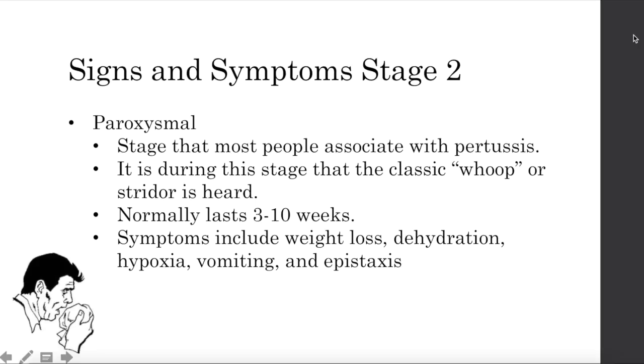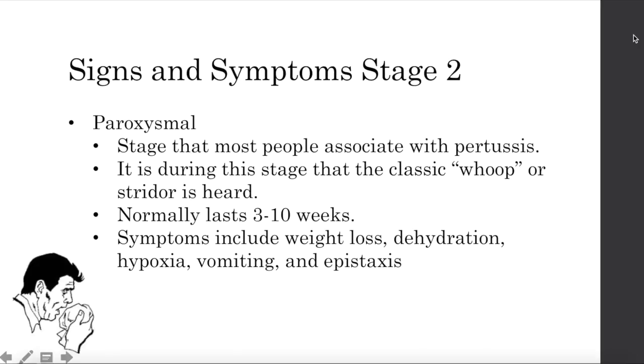The second stage is called the paroxysmal stage. This is the stage that most people are familiar with and is where pertussis gets the common name of whooping cough. Most patients will have several severe, short, rapid coughs that are followed by a whoop or stridor.